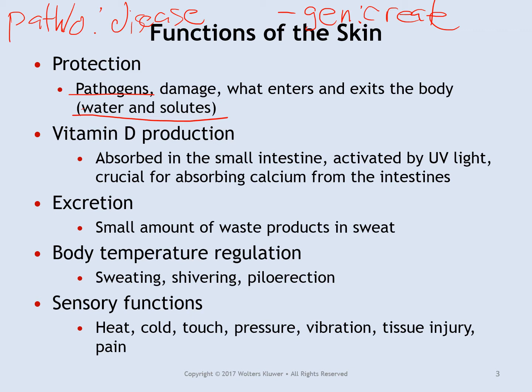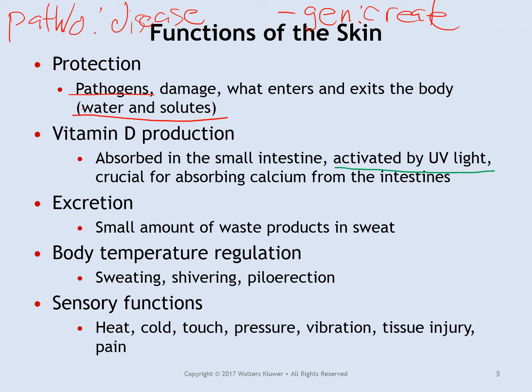Vitamin D production is another function of the skin. Vitamin D is found in meat and milk and eggs. It's absorbed in the small intestine into the bloodstream, and then it has to travel to the skin where it's activated by UV light. And UV light comes from the sun. So if you are sitting inside all day long playing, I don't know, Animal Crossing or making videos on TikTok, and you're never outside exposed to the sun, all of the vitamin D that you're consuming is not going to get activated.